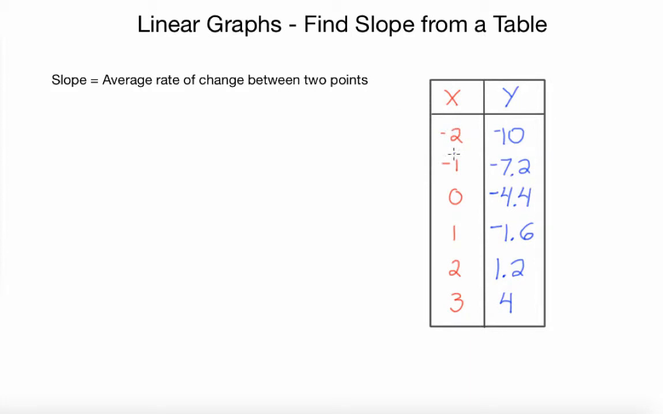We've got x as -2, -1, 0, 1, 2, and 3, and some changing y values: -10, -7.2, -4.4, -1.6, 1.2, and 4. And these are all points. I could plot them on a graph, but they're all representative of a linear relationship between x and y. As I change these x values, here are the y values in response.